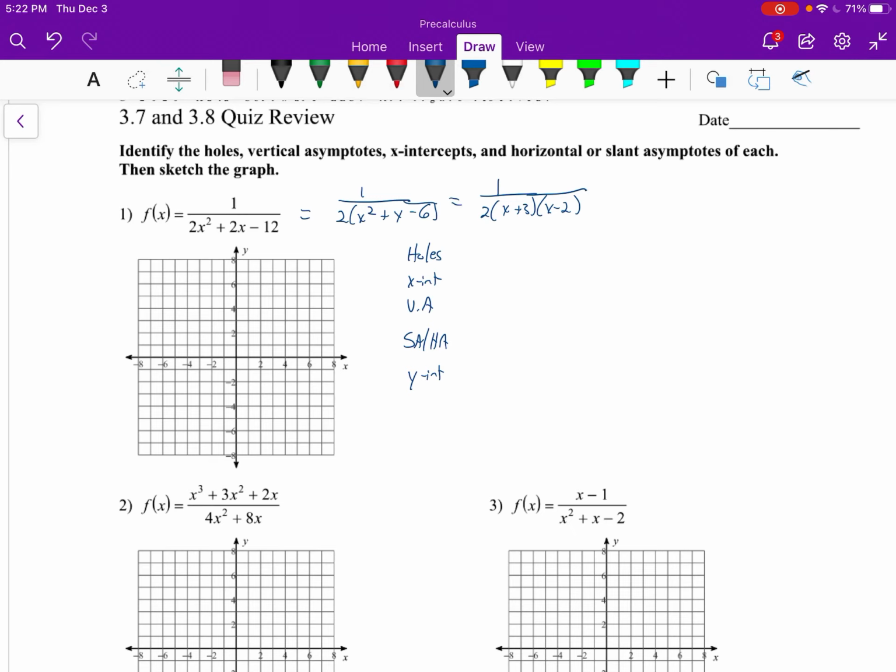So holes, there's no holes there because nothing cancels. So there's none. X-intercepts, there's actually no x-intercepts because x-intercepts are values that make the numerator equal 0. There's none of them. Vertical asymptotes are values that make the denominator equal 0. So that's x equals negative 3 and 2. Let's go ahead and plot those. Vertical asymptote at negative 3 and at 2.